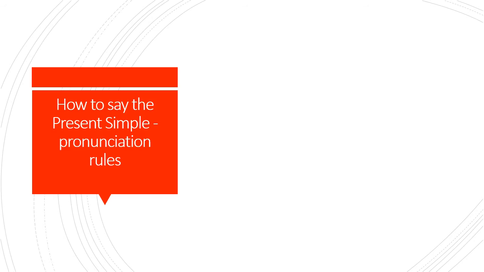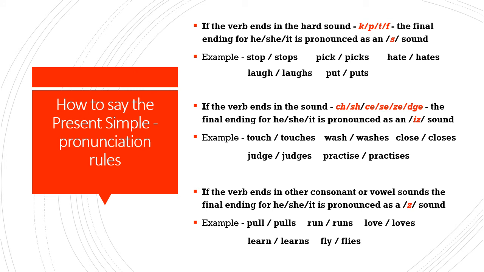Okay, so we've looked at how we spell the present simple and how we use the present simple. So let's finish off with how we say the present simple. Now, the present simple is similar to the past simple in the way we say the verbs, because it sometimes depends on the ending of the verb you want to use. If when you say the verb it's got a hard sound at the end of it, like K or P or T or F, then the S that you've written for he, she and it, we say as an S. So that's the easy one.